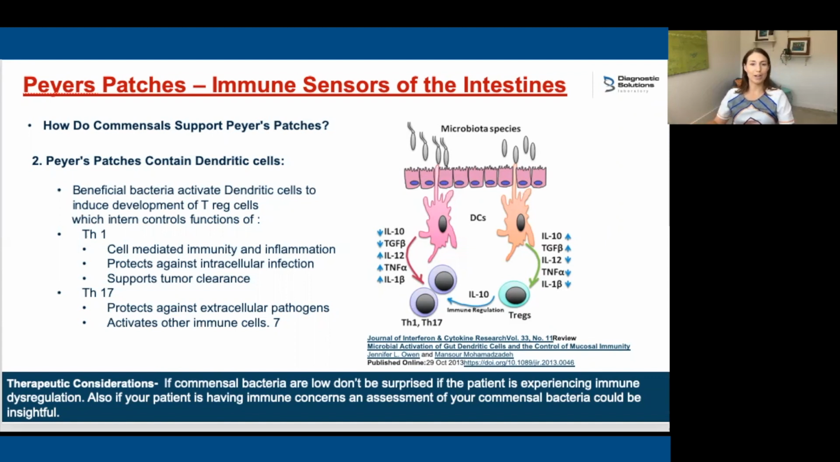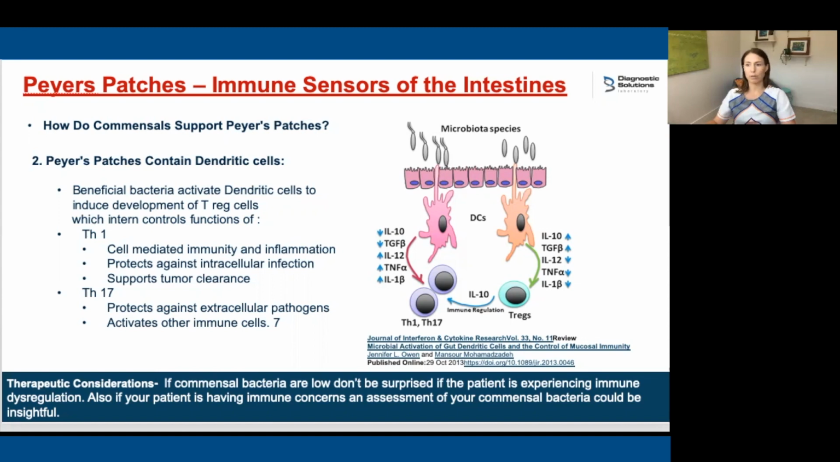Our beneficial bacteria activate dendritic cells, so that helps to induce the development of Treg cells, and that in turn can control our Th1, Th17. So really important in getting adaptive immunity and protection against infections here. A couple of therapeutic considerations. If your patient's commensal bacteria are low, don't be surprised if they're experiencing some immune dysregulation. And also if your patient is having some immune concerns, an assessment of your commensal bacteria could be really insightful to see what's going on there.